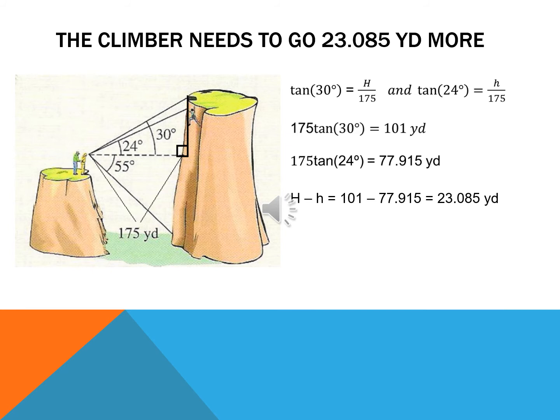175 times tangent of 30 degrees is 101 yards. 175 times tangent of 24 degrees is 77.915 yards. If I subtract the full length to the top minus the height the climber currently is, 101 minus 77.915 is 23.085 yards left to go.